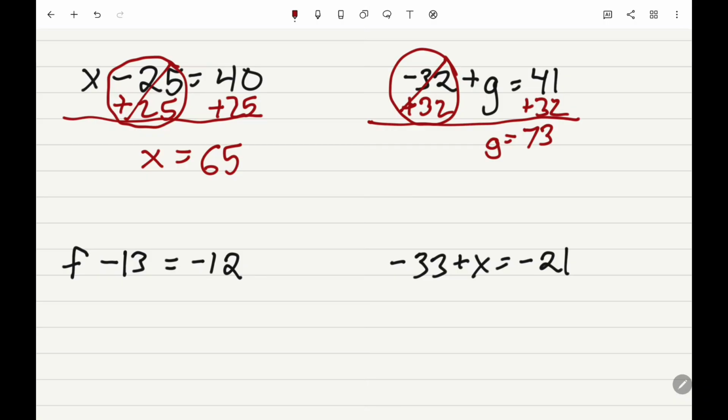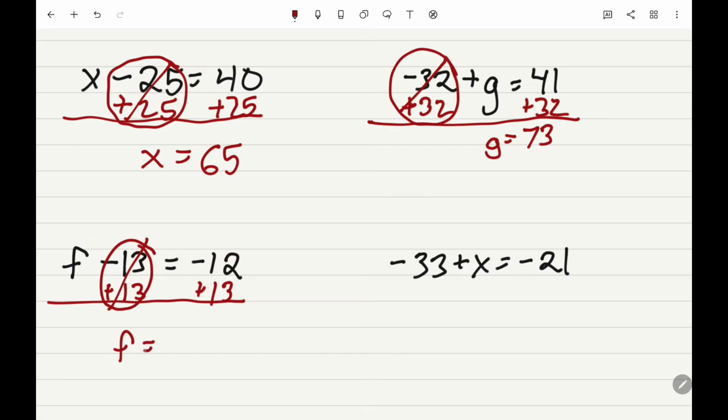f minus 13 equals negative 12. We want to isolate f. So we're going to get rid of the negative 13. The inverse would be plus 13. Add 13 to both sides. Negative 13 plus 13 cancels out.